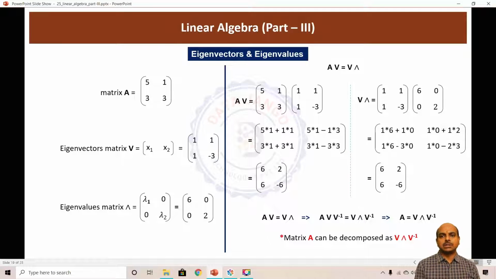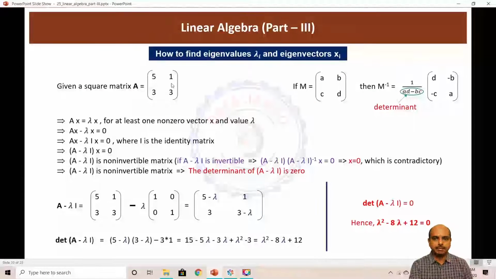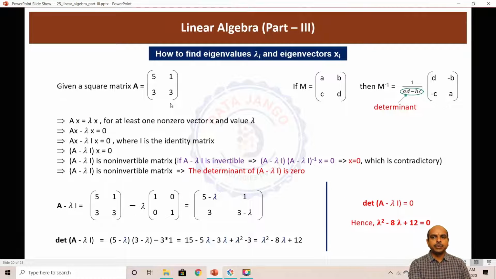You may not have to do this in machine learning, but understanding is better, right? So for a better understanding of the math, we just created this. I've taken the matrix A as 5 1 3 3, and we know that Ax is equal to lambda x, where x is the eigenvector and lambda is the eigenvalue. So if you have to find the eigenvectors and eigenvalues, first we need to find the eigenvalues, and then using the eigenvalues we will find the eigenvectors. So first we need to find the lambda values.